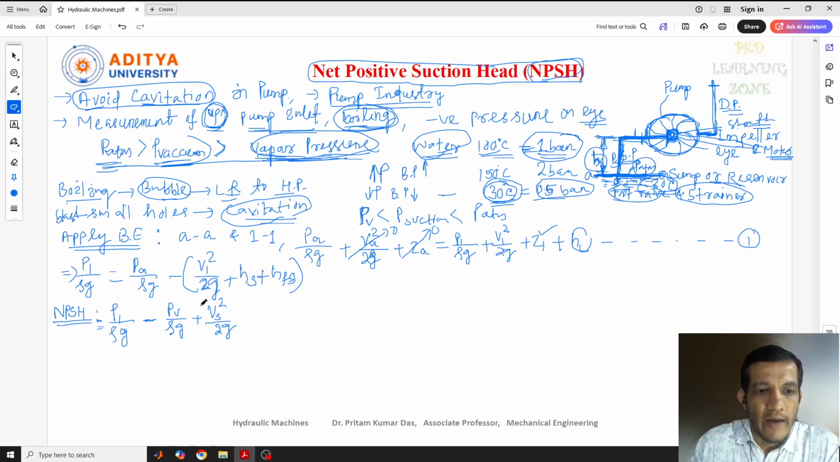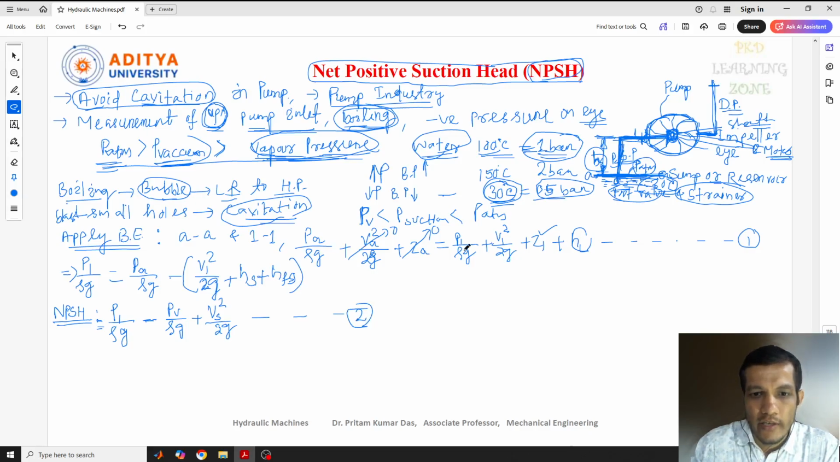The absolute pressure at the inlet of this point is actually P1 that we have to consider. Here it is PA and this is P1. P1 is where? At the inlet of the pump. That's why I have written it here. Now this one I can call equation number 2.